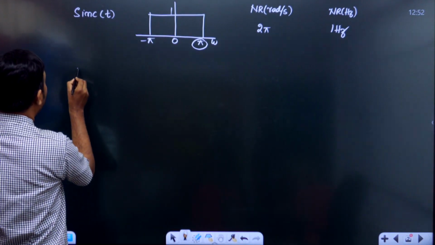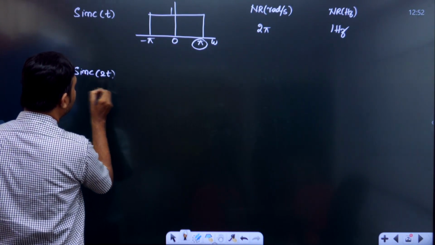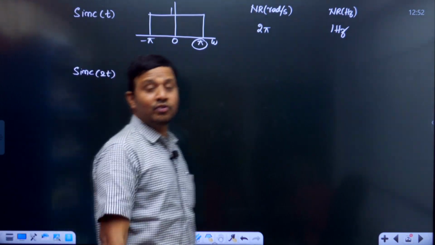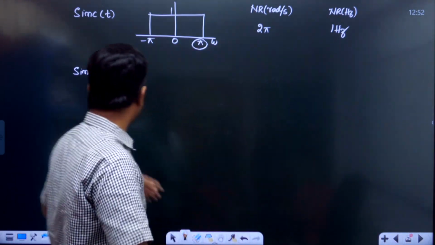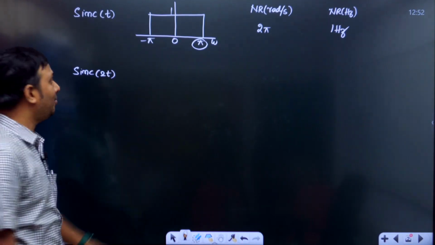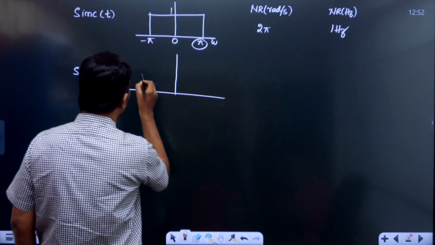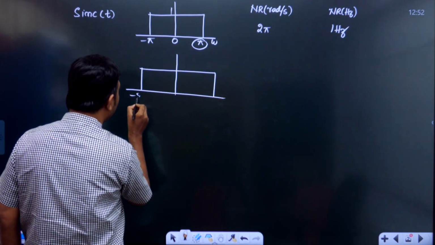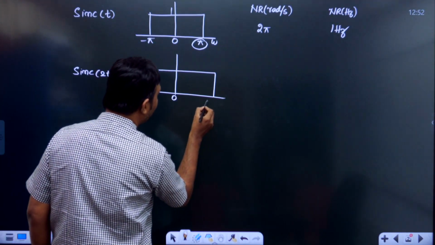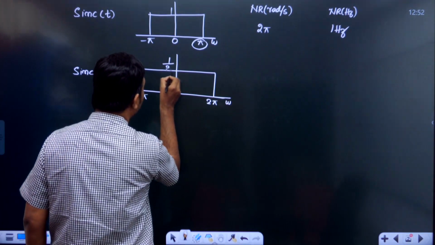See, if I ask you the Nyquist rate of sinc 2t, you have to use the time scaling property of Fourier transform. This corresponds to compression in the time domain, so in the frequency domain we will have expansion. If you apply the time scaling property, the Fourier transform will exist from minus 2π to 2π. This is 1 by 2, right?